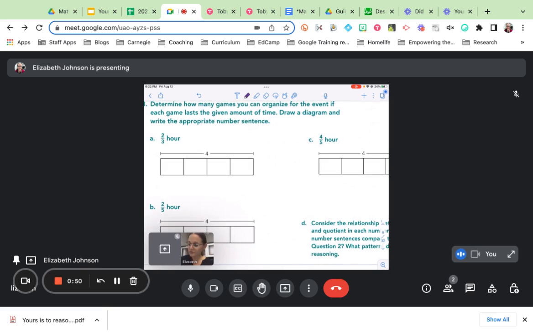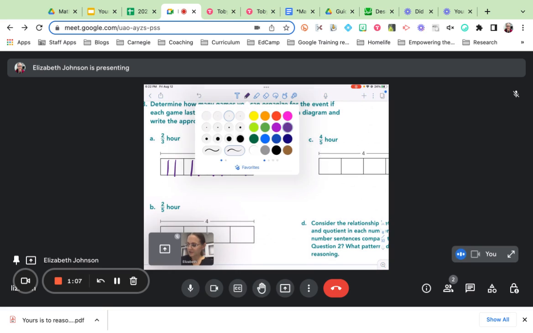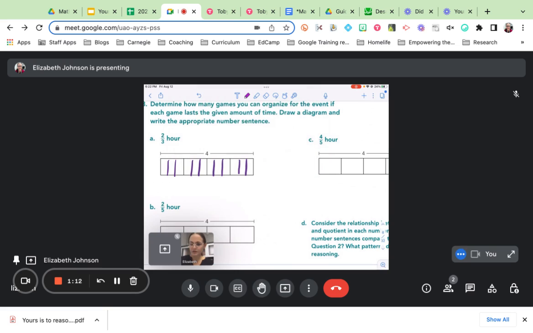What I want to do is divide these bars into thirds. Each of the rectangles represents an hour, so let me divide it up into a third of an hour. And my question is, how many times can I get 2/3 of an hour to fit into 4 hours? Let's see. I'm just going to change my marker color here and maybe make it a little bit bigger. Okay, so 2/3. There's 2/3, there's 2/3, there's 2/3, there's 2/3, and there's 2/3.